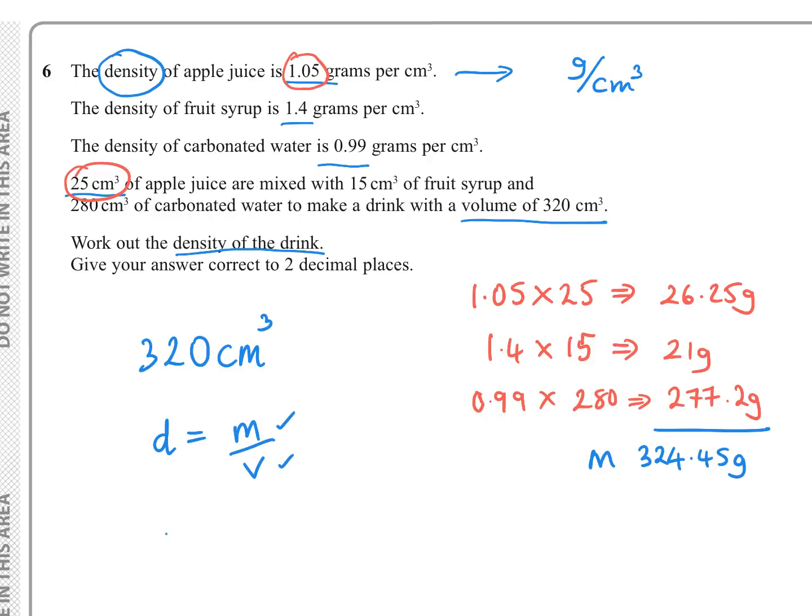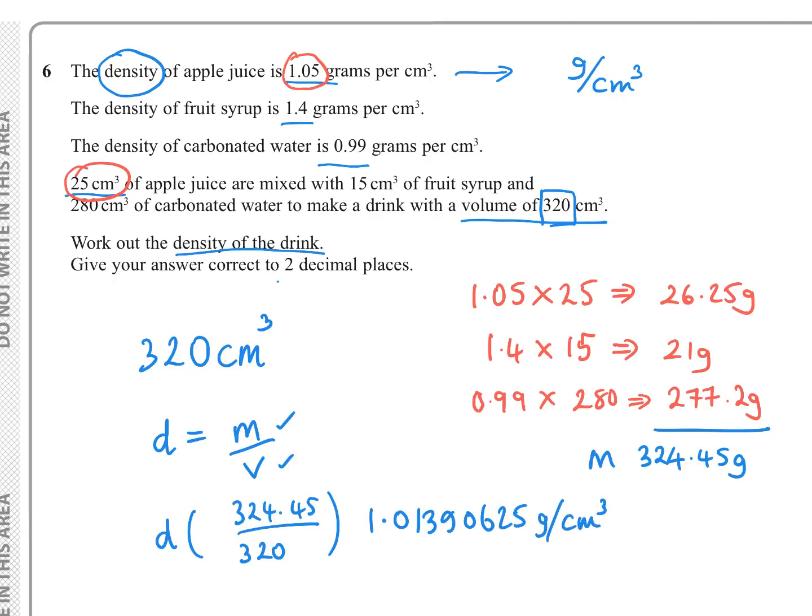So we can just put the figures in, and so we work out that density is going to be 324.45 divided by the volume, which is given as 320. So we can do that on the calculator, divide that by 320, and on the calculator I get 1.01390625 grams per centimetre cubed, and we want it to 2 decimal places, so 1.01 grams per centimetre cubed, and I'll put that as 2 dp.